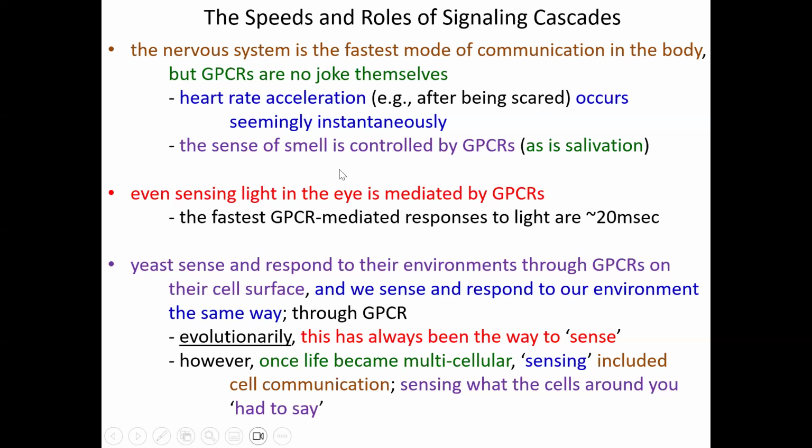Once life became multicellular, sensing meant something very different than it means to a yeast cell. Sensing became light detection. Sensing became olfaction. Sensing became much more complicated, but it still used the same toolkit. It used the toolkit of G protein coupled receptors, which I find truly amazing.